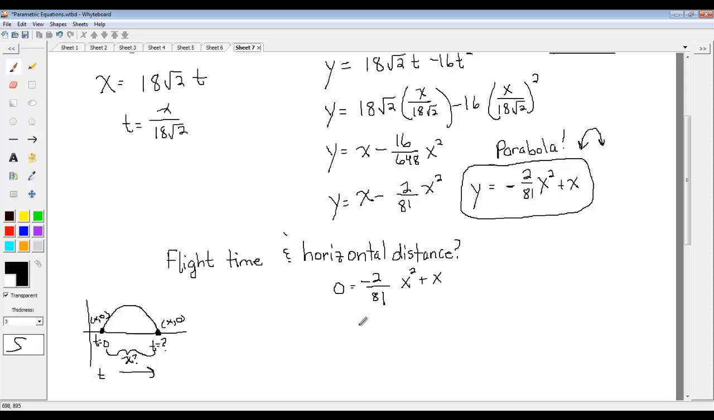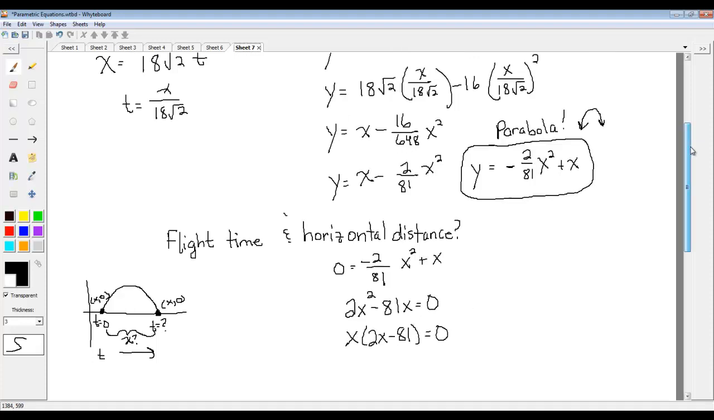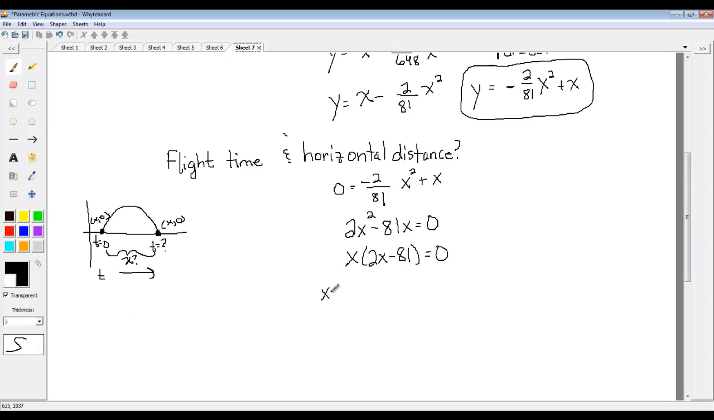So let's see here. We really got 2x squared minus 81x equals 0. Factor out an x. Just do a little factoring. You don't have to do the quadratic formula or anything. You got x equals 0. And then if 2x minus 81 is 0, then x must be 81 over 2, which is also 40.5.